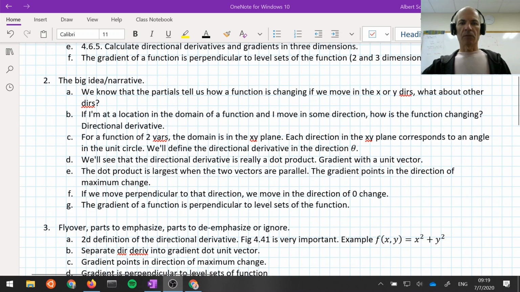What's going on here? What's the big idea? We've learned about partial derivatives, and we know that geometrically partial derivatives tell us how a function is changing in the x direction or the y direction. But n-dimensional space, it's a big space. There's a lot of room to move, and you can always move in directions other than, say, the x direction or the y direction. What about directions in between those directions?